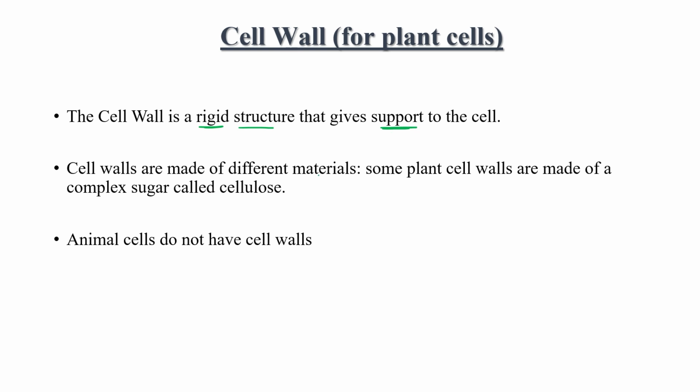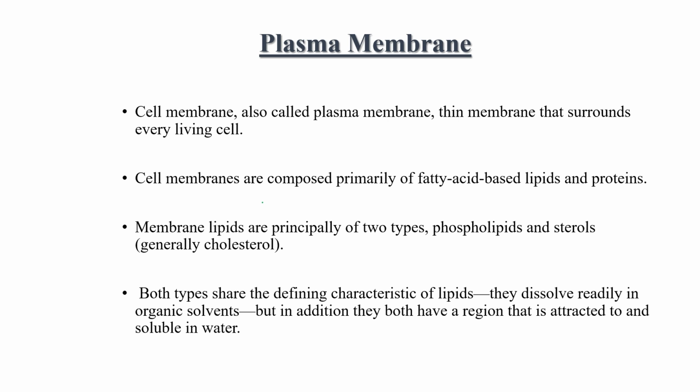And this cell wall is made up of different material. Some cell walls are made up of a complex sugar known as cellulose, while animal cells don't have any cell wall, which we have already discussed. And just after the cell wall, there is another membrane which is present in both plant cells as well as animal cells, and this cell membrane is known as the plasma membrane.